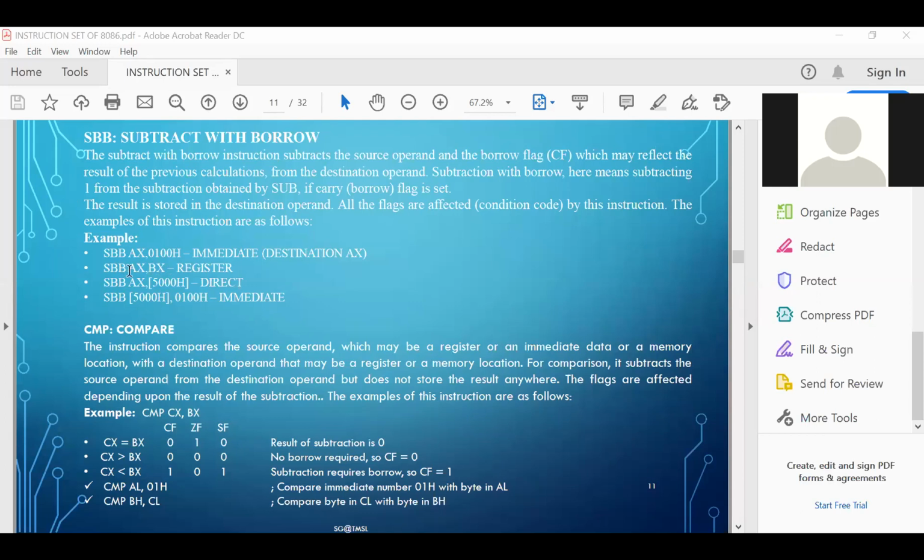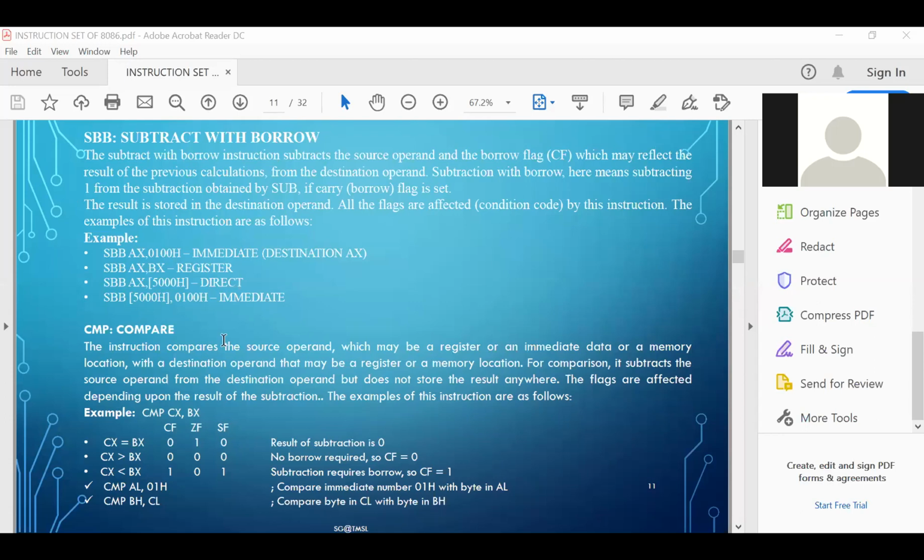What does it mean? AX minus BX minus 1. This one is your carry. Okay, that is the carry bit. So that bit should be subtracted from these two contents. Okay, and that is the use of this SBB, or subtract with borrow, instruction.